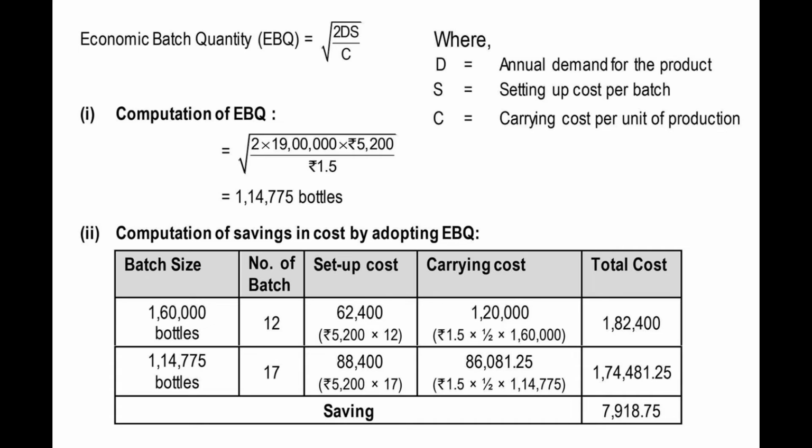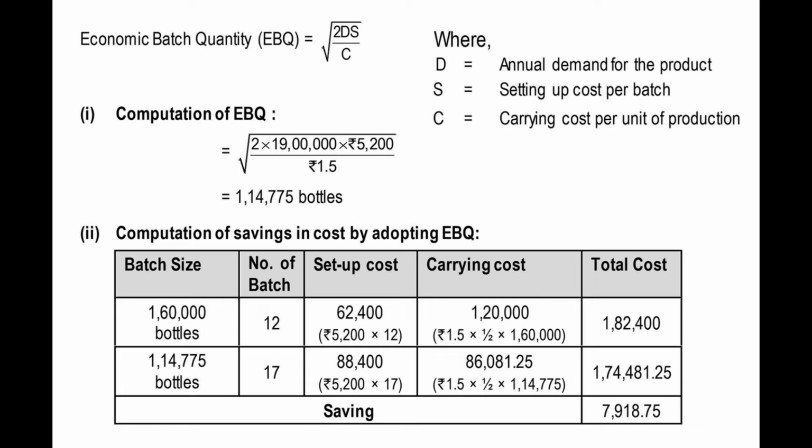Why? Because we are setting batches based on setup cost and carrying cost. So as per this concept, there are only two costs, and these two costs should be taken for comparison purposes. So total cost would be setup cost plus carrying cost. Setup cost we have already calculated as 62,400 and carrying cost as 1,20,000. Add 62,400 plus 1,20,000. The resulting figure would be the total cost.